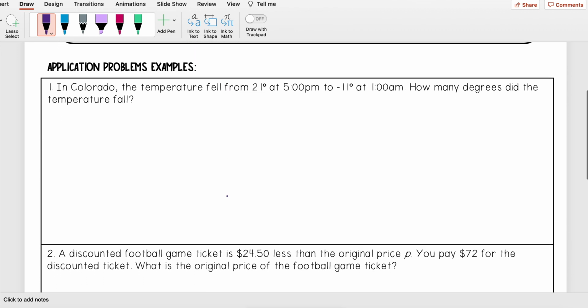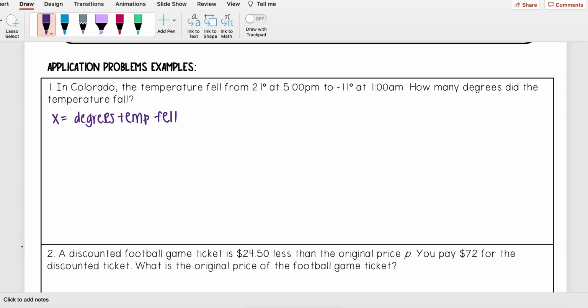So in number 1, it says, in Colorado, the temperature fell from 21 degrees at 5 p.m. to negative 11 degrees at 1 a.m. How many degrees did the temperature fall? So what we're trying to find is how many degrees the temperature fell. So that's going to be my x. So x equals degrees temperature fell.